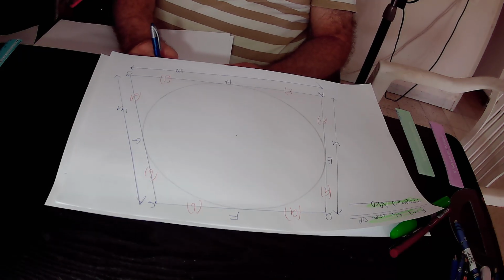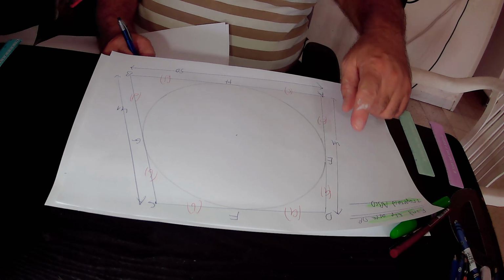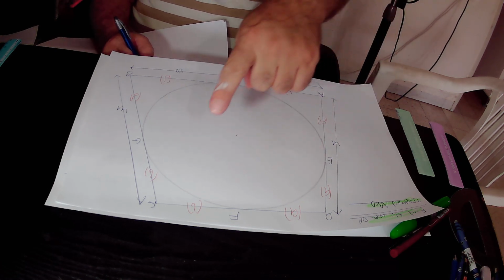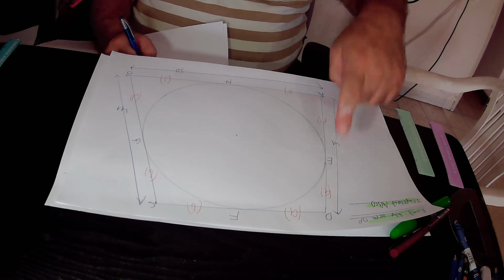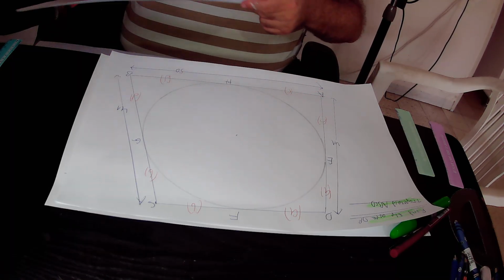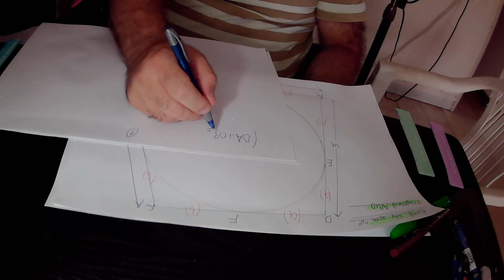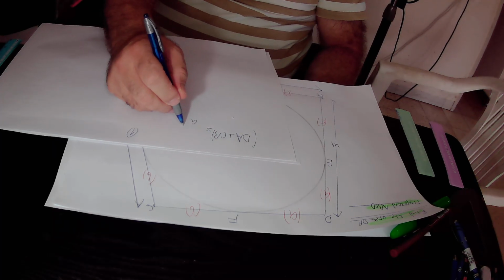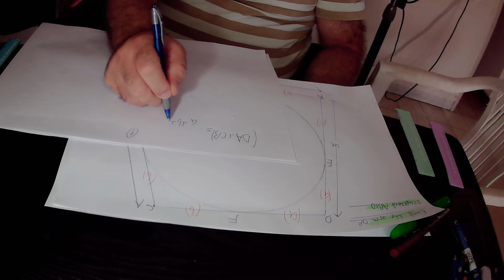DA plus CB. DA plus CB in total equals A plus B plus C plus D. So DA plus CB equals A plus B plus C plus D.